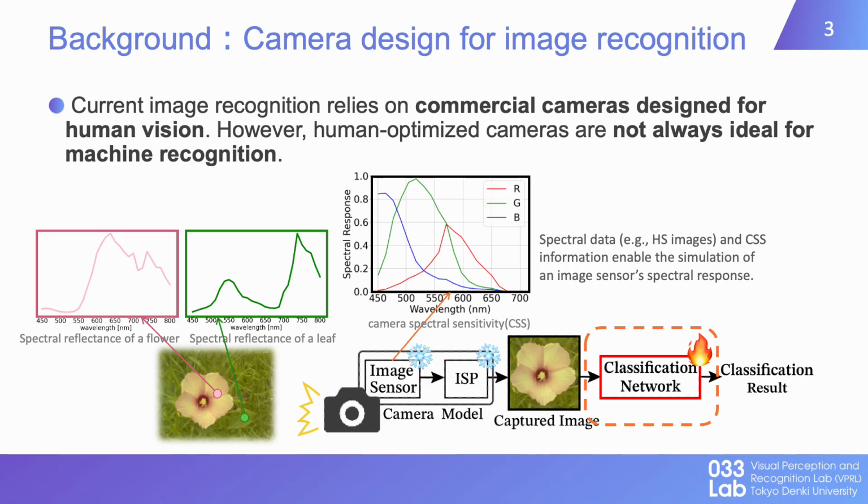Today, most image recognition uses standard commercial cameras, as shown in a diagram. A camera captures light with an image sensor and an ISP processes it. This generates an image optimized for human visual perception. However, what looks good to human eyes is not necessarily ideal for a machine learning model.